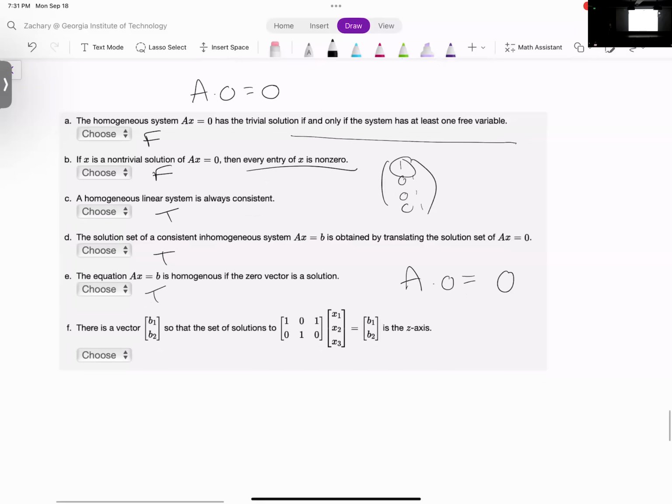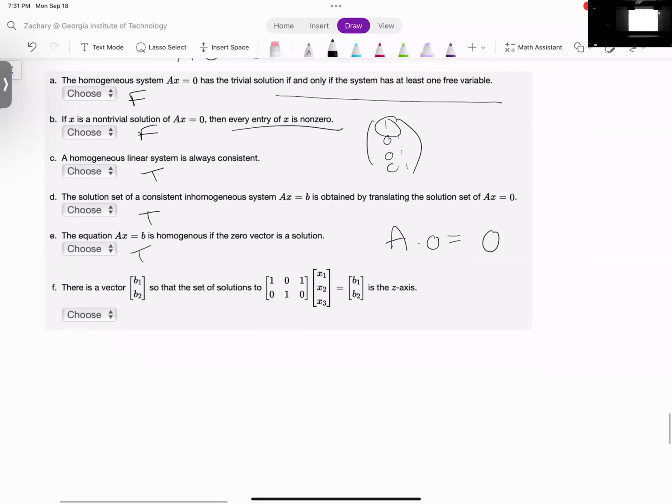For f, if there is a vector b1, b2, such that the solutions to the following equation is the z-axis. Okay. So what is the vector that describes the z-axis, first of all? 0, 0, 1, right? Particularly the span of it. So some x number times that would have to be our solution set, right? Looking for our solution set to have this.